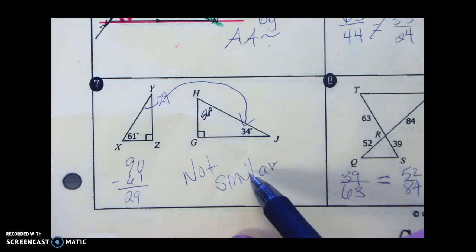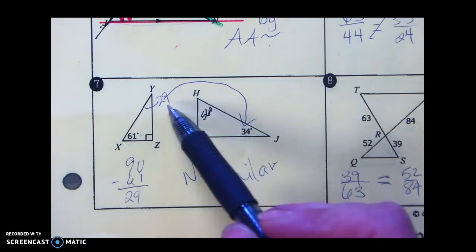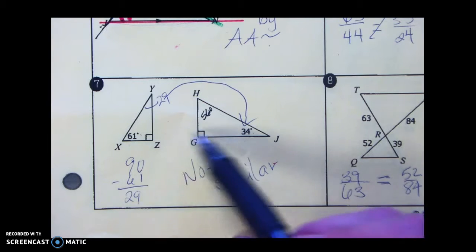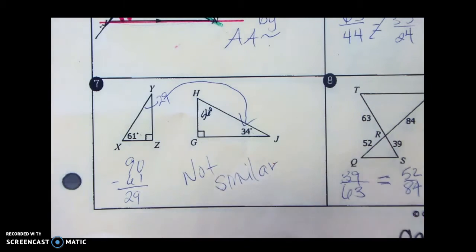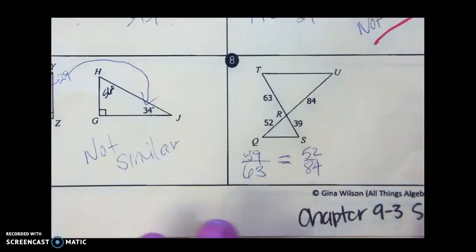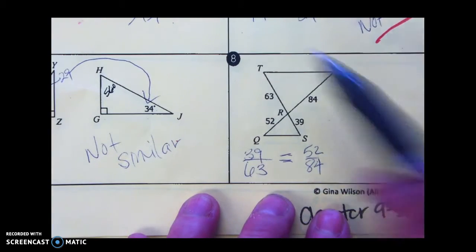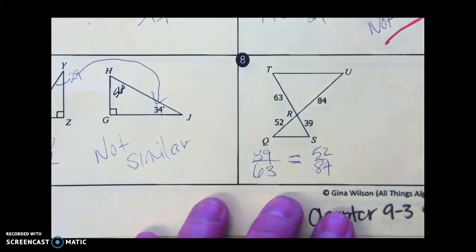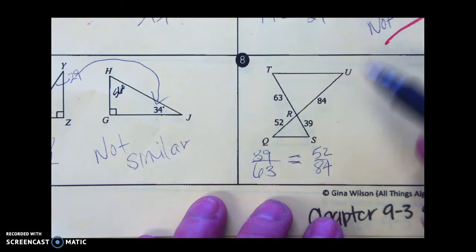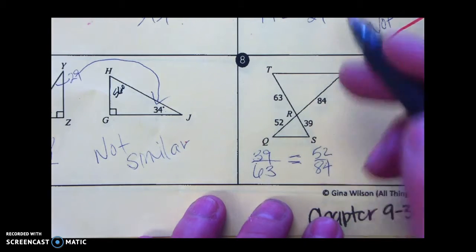So these are not similar, because the only angle they have in common is the 90 degree. The other two angles are not congruent. Okay, the last one, and all we'd write there is: not similar. Now looking at this last one, we've got these vertical angles.